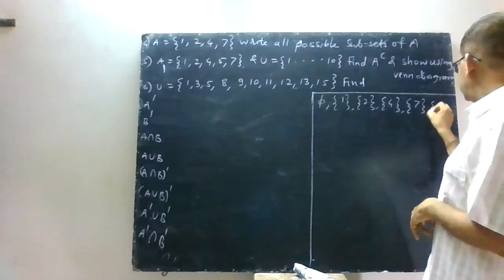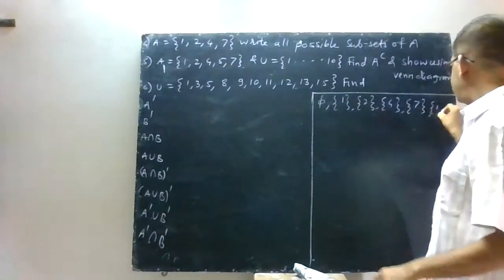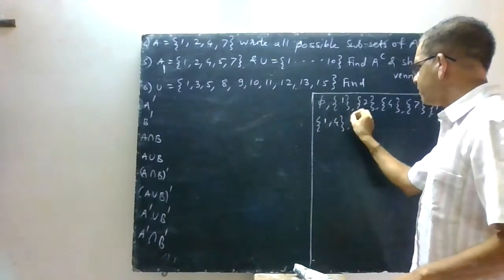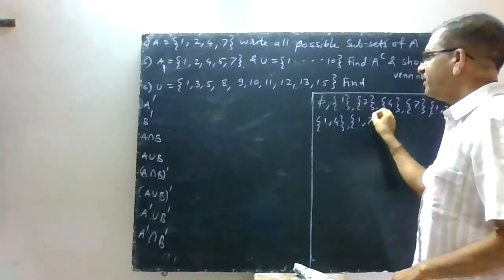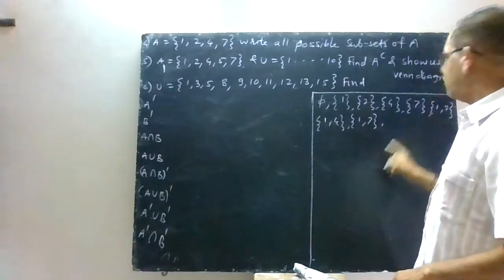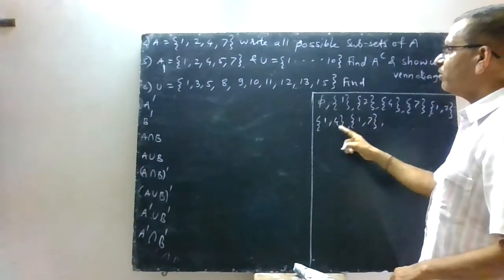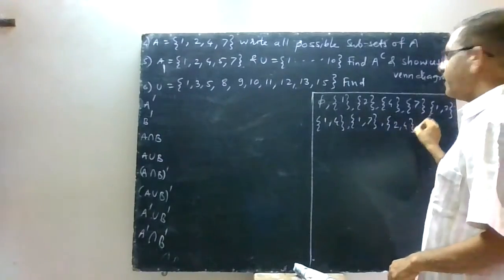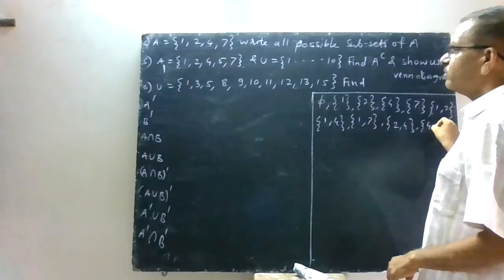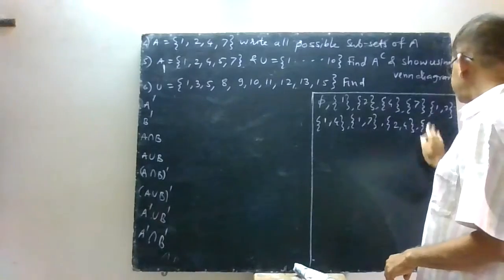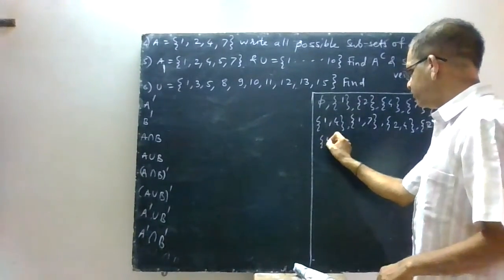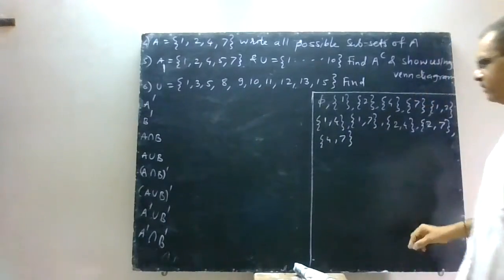Now we will write subsets containing two elements, that is {1, 2}, {1, 4}, {1, 7}. So {1, 2}, {1, 4}, {1, 7}, then {2, 4} and {2, 7} and one more, that is {4, 7}.